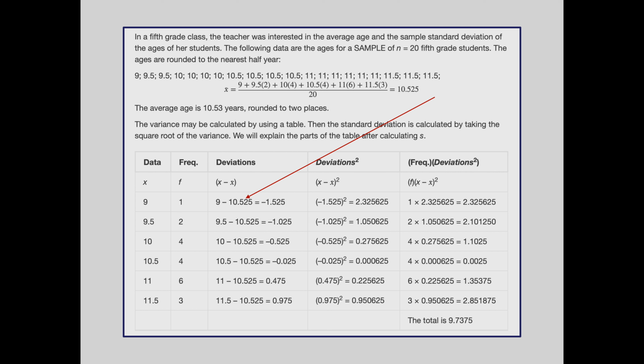Okay, don't worry about that line. It'll make more sense in just a couple of minutes. So here's a table that calculates the standard deviation. And I know it looks complicated, but I want you to see that it's really not that complicated.